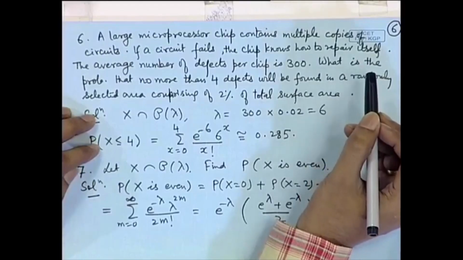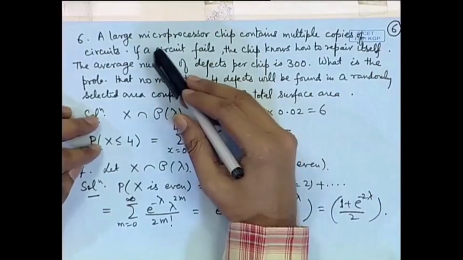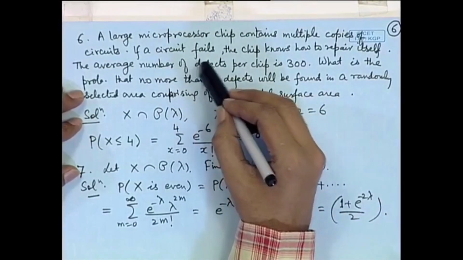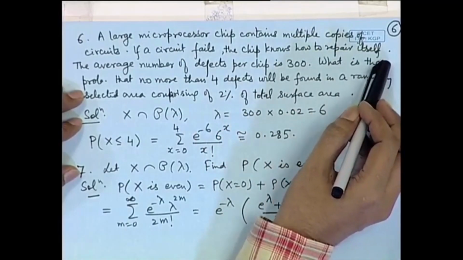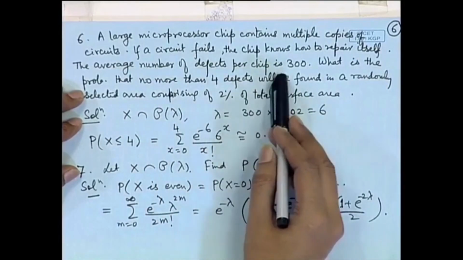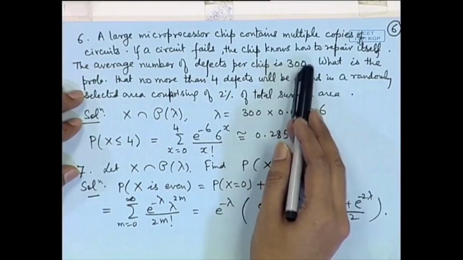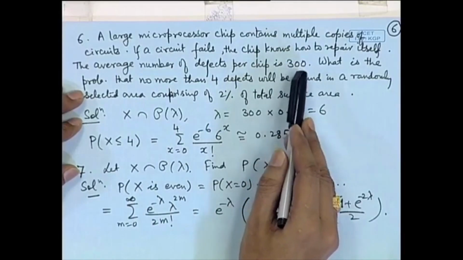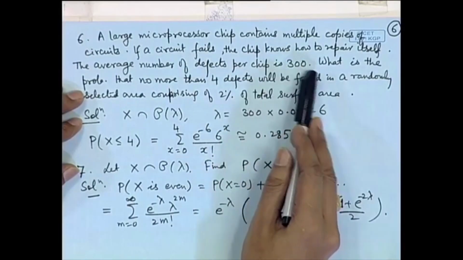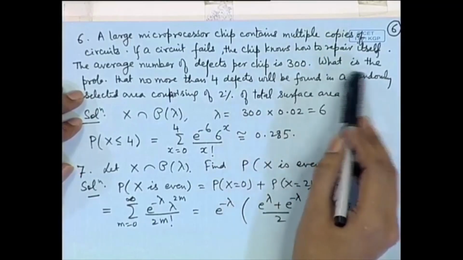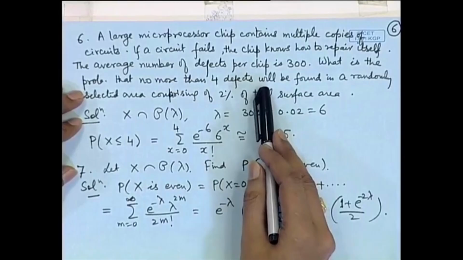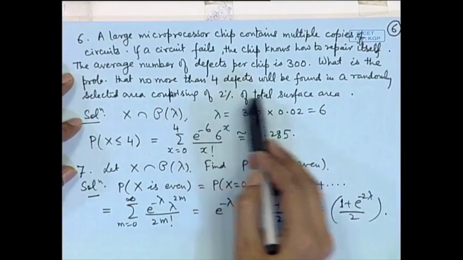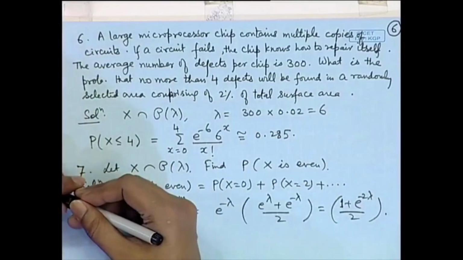Let us look at an application of Poisson distribution. A large microprocessor chip contains multiple copies of circuits. If a circuit fails, the chip knows how to repair itself. The average number of defects per chip is 300. So, this is the rate condition, that is, one chip has nearly 300 defects. What is the probability that no more than 4 defects will be found in a randomly selected area comprising 2% of the total surface area of the chip?